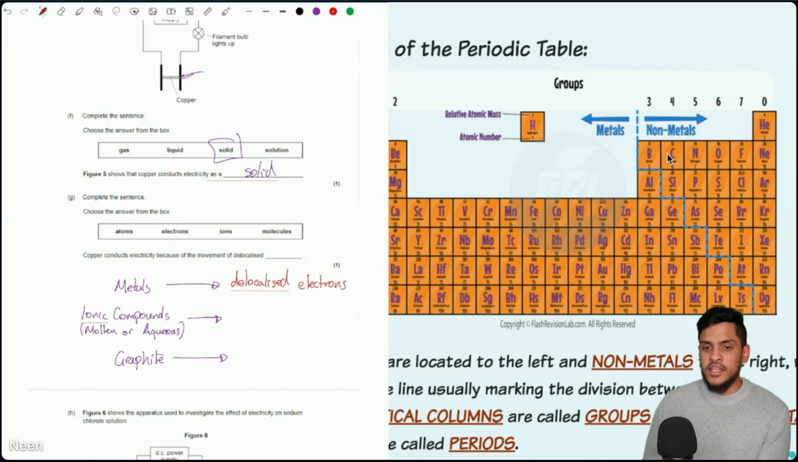Ionic compounds, they do not have delocalized electrons. Loads of people make a mistake here. They don't have delocalized electrons. They have free-moving ions. You don't really say delocalized, you say free-moving ions.